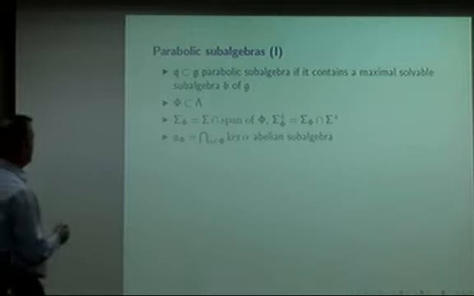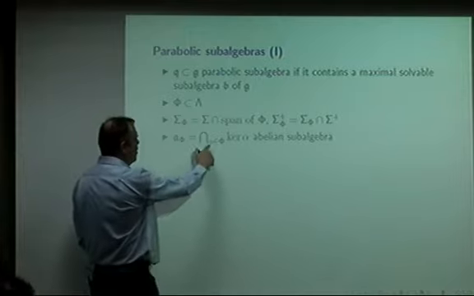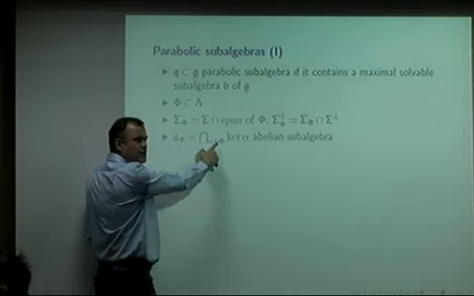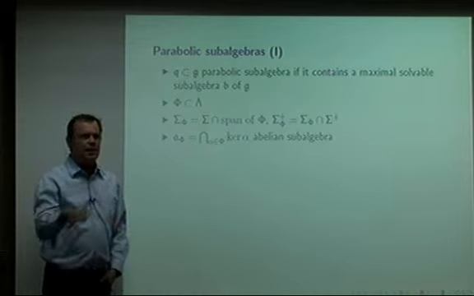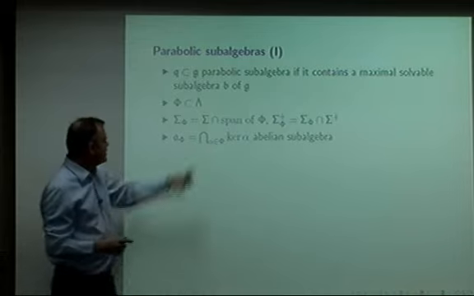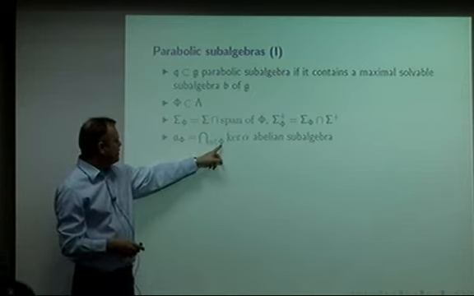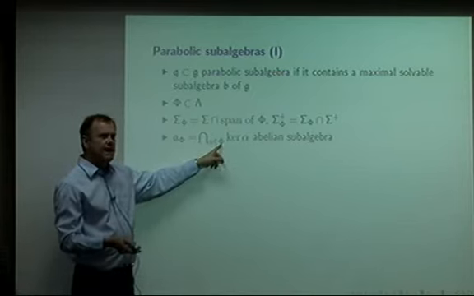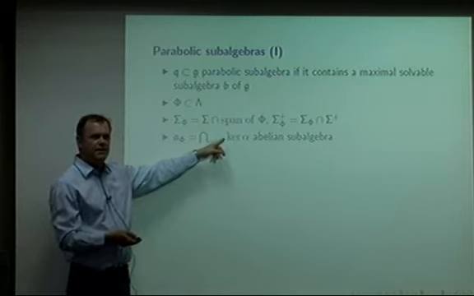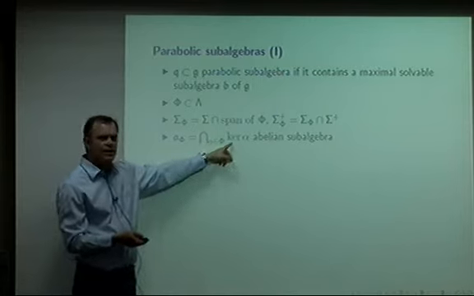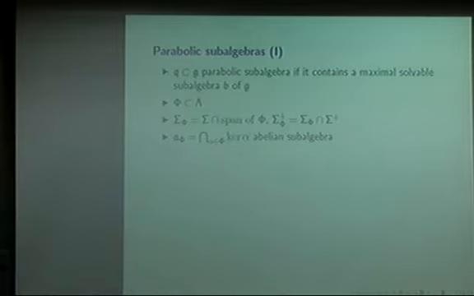And then I take the intersection of all the kernels of these roots. Remember, each root is a 1-form, so the kernel of a root will be a hyperplane in A. So what we have here is the intersection of hyperplanes. If the cardinality of phi is k, then we have the intersection of k hyperplanes. Now this is the kernel here. This gives also an abelian subalgebra.